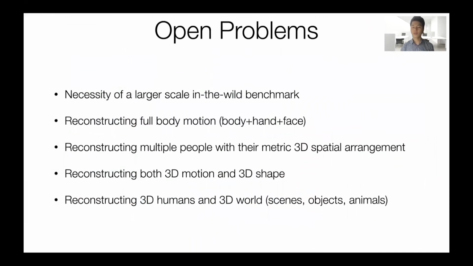Let me finish this tutorial with some interesting problems. In the end, we really need a large-scale in-the-wild benchmark so that we can evaluate all these methods. Reconstructing body, face, and hand together would still be a very interesting direction, because humans use all these parts in our real body gestures. Reconstructing multiple people and finding their spatial arrangement is still a very interesting direction. Also, combining 3D pose reconstruction and 3D shape reconstruction in the same pipeline can be another interesting direction. And also reconstructing 3D humans and 3D objects together would be a very interesting direction.